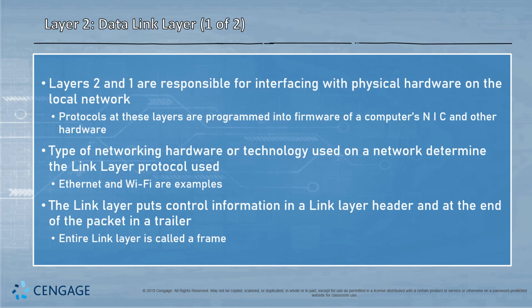As I said, we have the different sub-layers that pass either up or down and facilitate standardization of information passing through. So the type of networking hardware or technology used on a network determines what type of link layer protocol is used. So the data link layer controls at the LLC are going to be determined differently if there's one for Ethernet or one for Wi-Fi. The control information is put in a link layer header, and now the trailer will terminate the packet, and that is now called a frame.